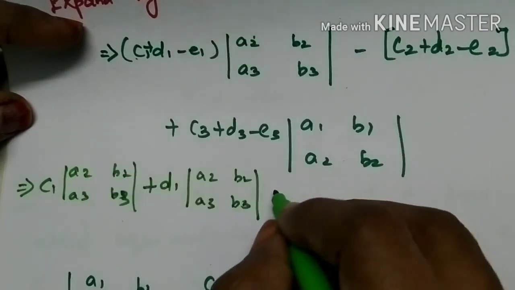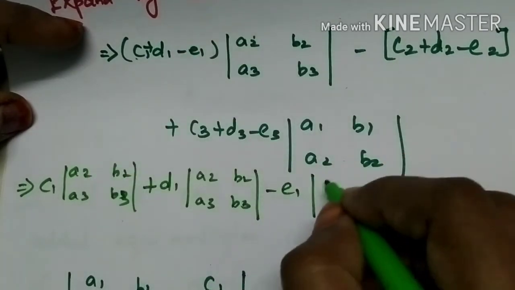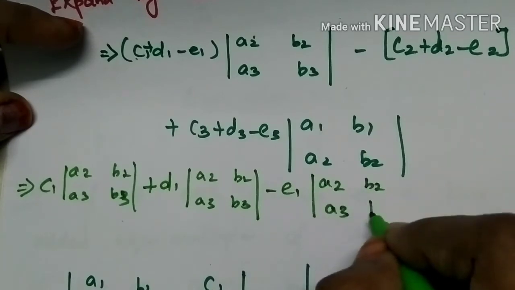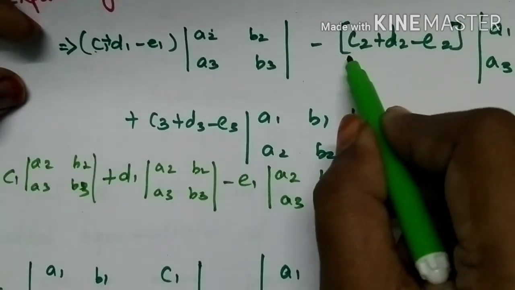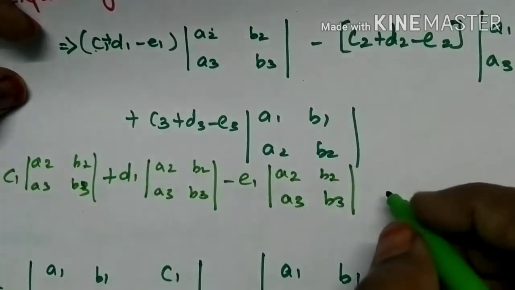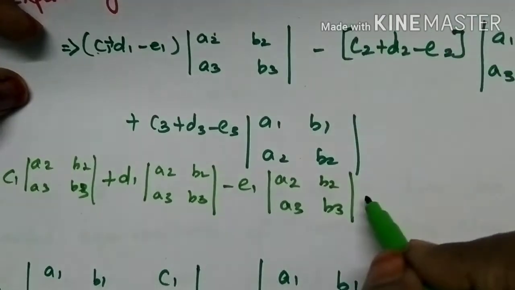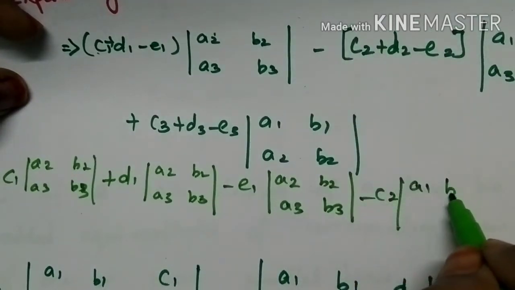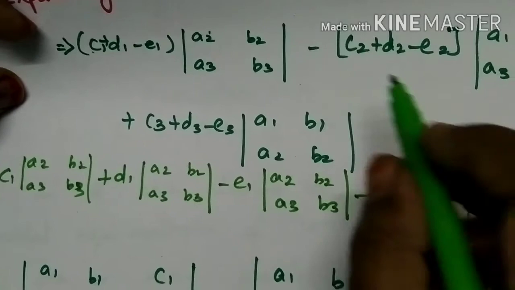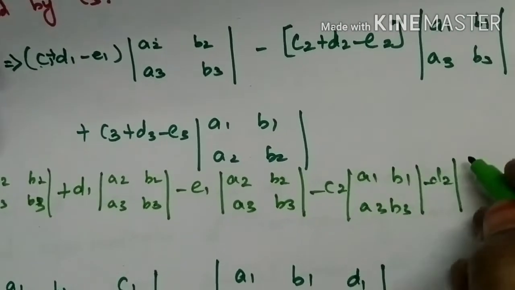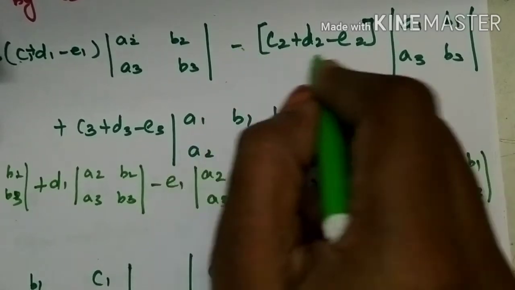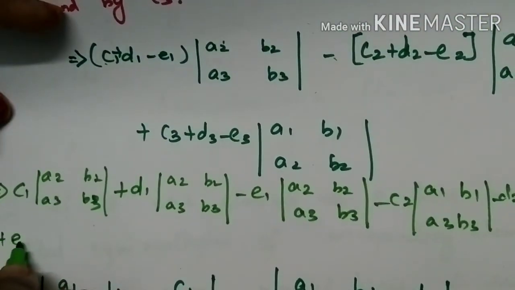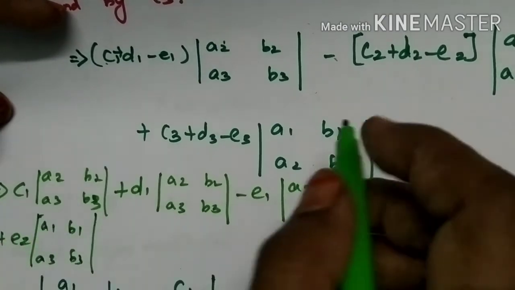Next, again it is multiplied with minus E1: E1 into A2, A3, B2, B3. Similarly, we have to follow the same procedure for the second element. We have a minus here. So, minus C2 will get A1, B1, A3, B3. Minus D2 will get A1, B1, A3, B3. Minus into minus is plus, so we get plus E2 of A1, B1, A3, B3.